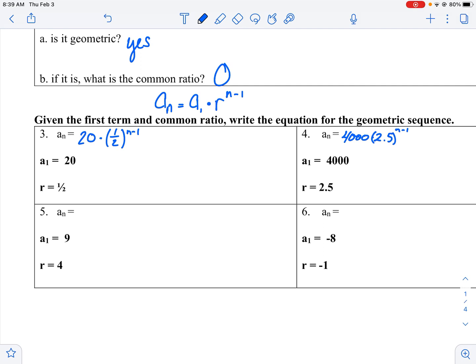All right, why don't you pause the video, try 5 and 6, and then unpause and check your work. So 5 would be 9 times 4 to the n minus 1. 6 would be negative 8 times negative 1 to the n minus 1 power.